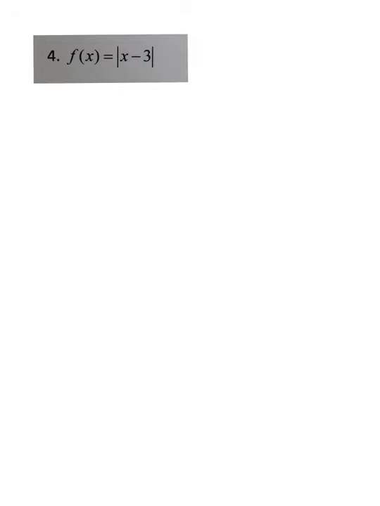All right, so let's look at number 4. Ooh, we got an absolute value here. Now remember, I talked about this at the beginning of the video. Since that number is inside parentheses, that's a horizontal shift and in the opposite direction. So that would be moving to the right 3. So that's what the function looks like.